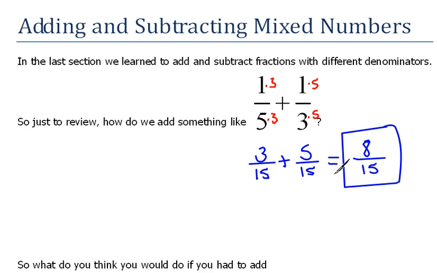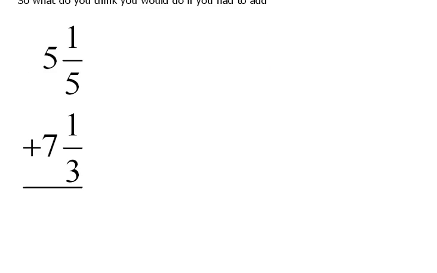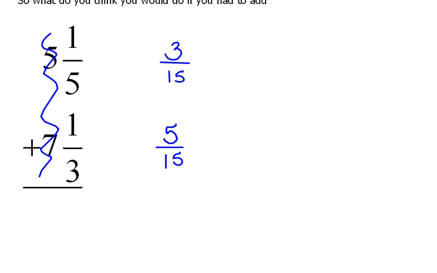Now, if we take this same idea and concept, but now we just apply it to mixed numbers. Now let's say we have 5 and 1/5 plus 7 and 1/3. Well, let's just ignore the whole numbers for just a second. This 1/5 plus 1/3 is exactly what we did a while ago. We had to have that common denominator, which we found to be 15. We converted 1/5 over to 3/15, and we converted 1/3 over to 5/15.